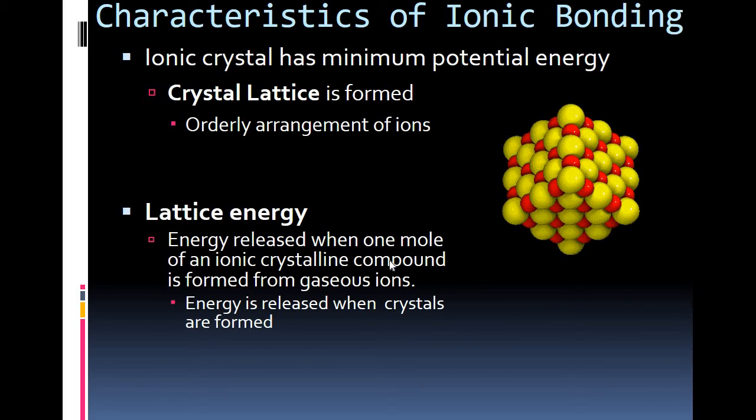All right, crystals of ionic compounds. Characteristics of ionic bonding: they form an ionic crystal, so it's called a crystal lattice. It has minimum potential energy. Crystal lattices in nature are minimum potential energy. They're an orderly arrangement. When a crystal lattice is formed, it releases energy. That's called the lattice energy. Usually it comes from two pretty unstable things forming something very stable, releasing usually a large amount of energy.